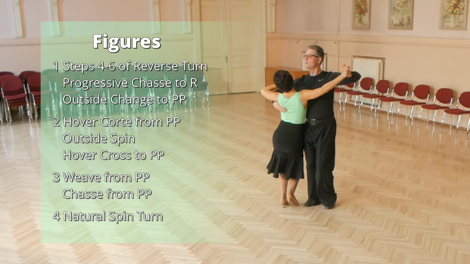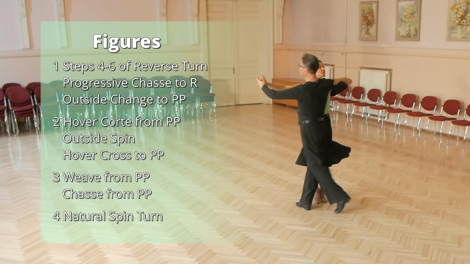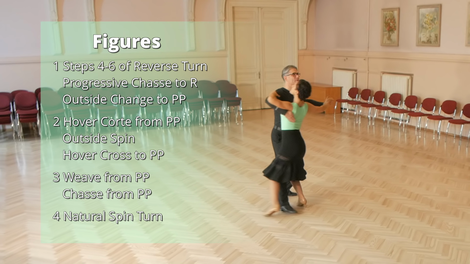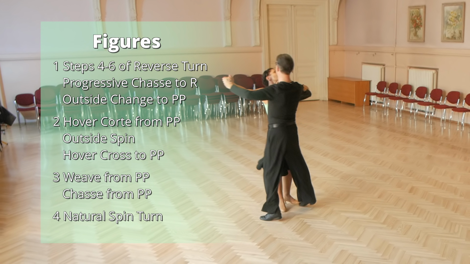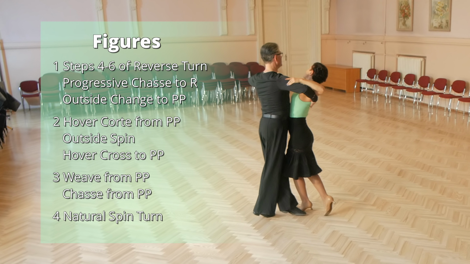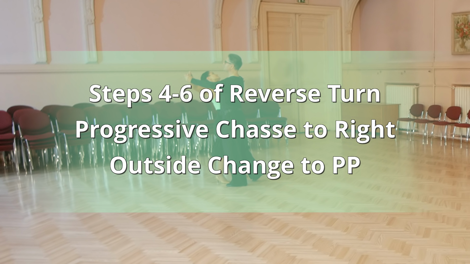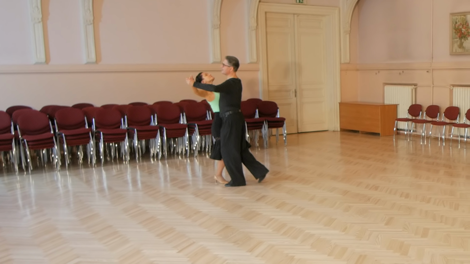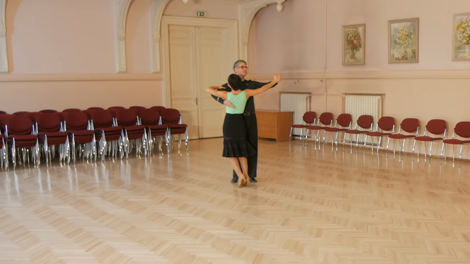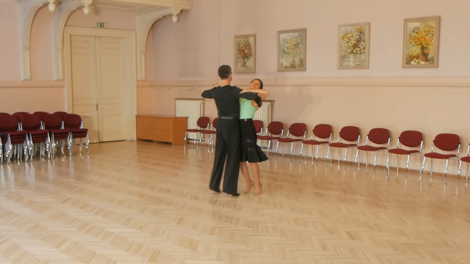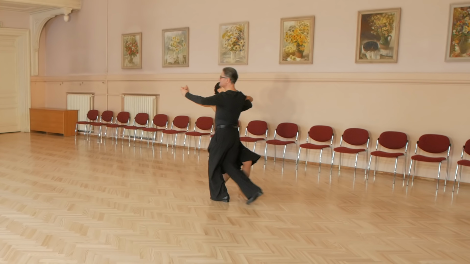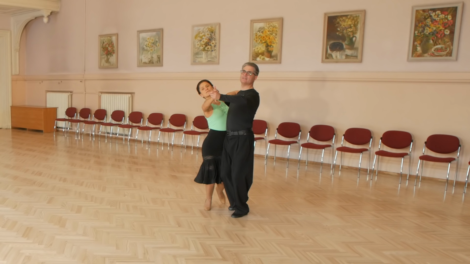Now let's have a closer look at each figure you just saw in the Waltz routine. We start with steps 4 to 6 of reverse turn, progressive chasse to right and outside change to promenade position. 1, 2, 3, 1, 2 and 3, 1, 2, 3.